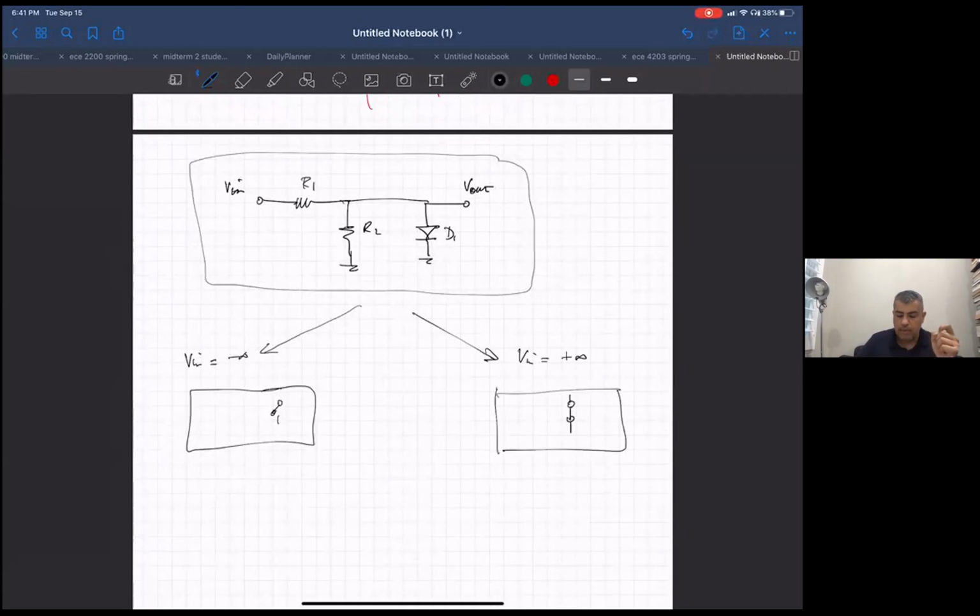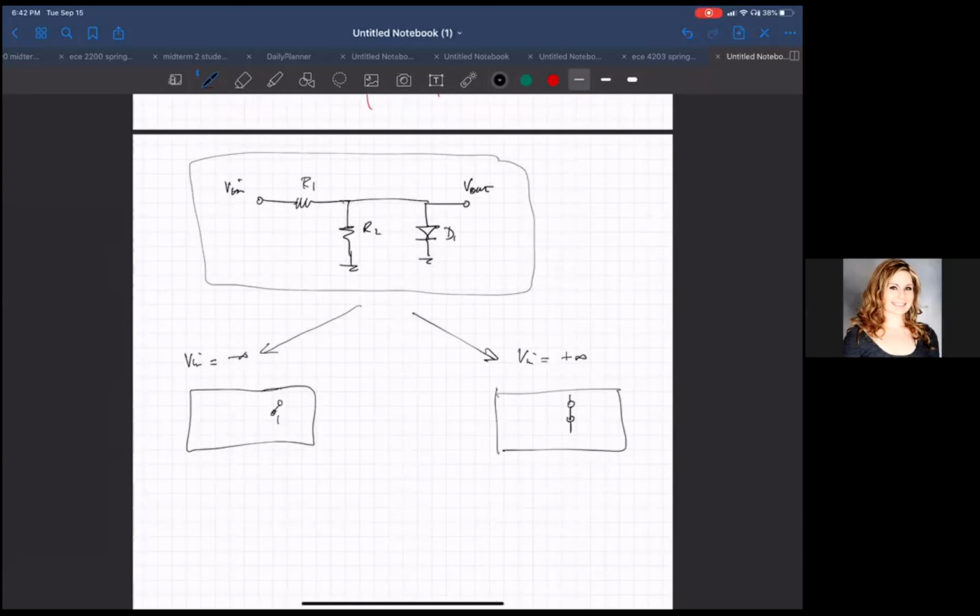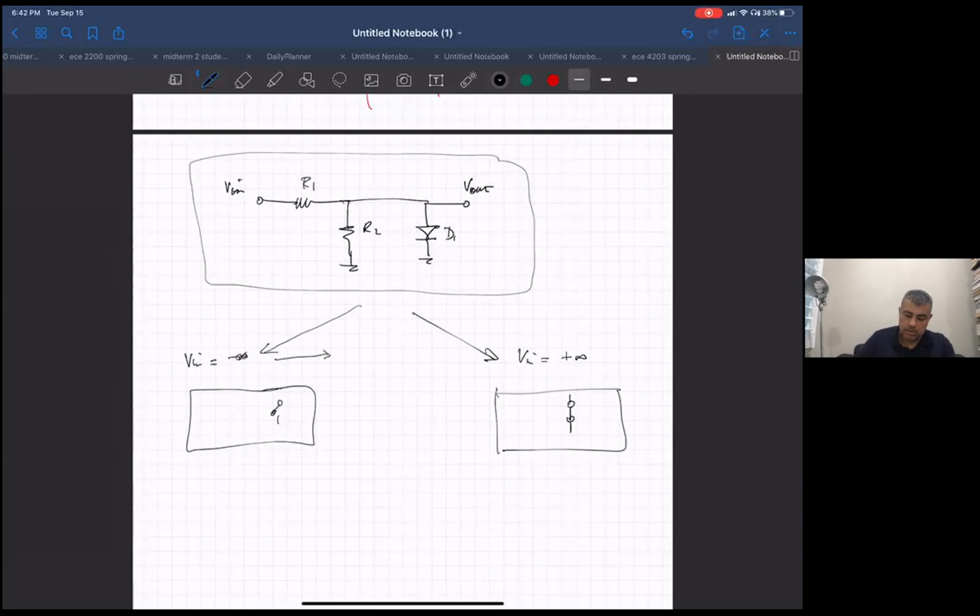Now, do you see how there's only one possible breakpoint in the circuit, because we only have one D1 and it's either going to be on or off? So that tells us there's only one breakpoint. Does that make sense? Yeah, I see that.